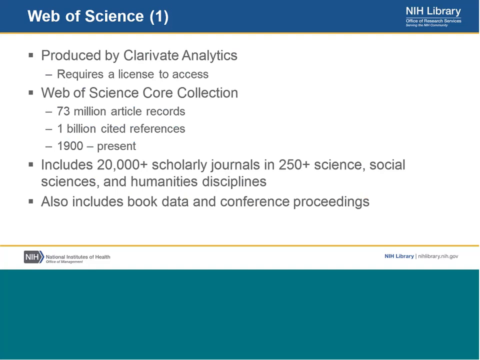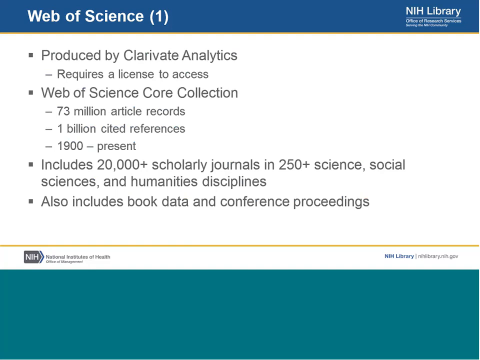So first up is Web of Science. This is a citation database available from Clarivate Analytics. This is a licensed resource, so if your institution does not license Web of Science, you will be unable to make use of this resource. But it is one of the primary data sources that are used in bibliometrics.